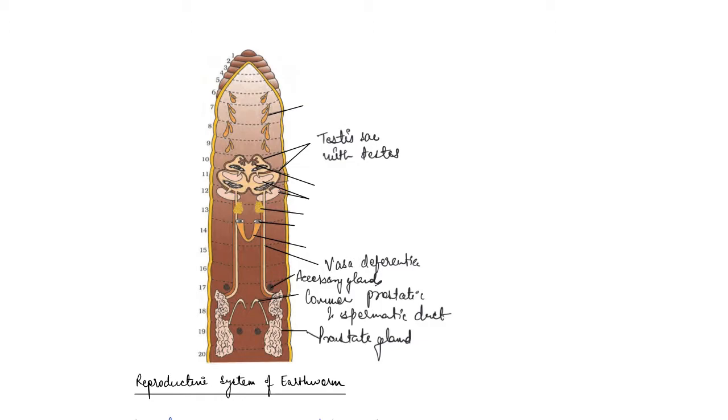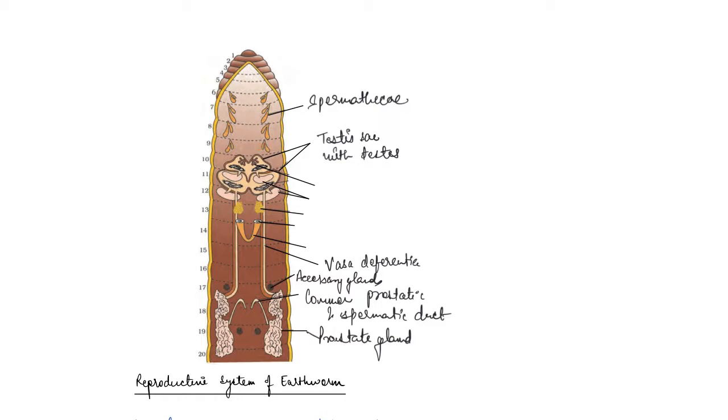Now there are four pairs of spermathecae. So here the structure that you see is spermathecae, because spermatheca is the singular, right? If you see, there are one, two, three, four, five, six, seven, eight. So we have one pair, two pair, three pair, and four pair.